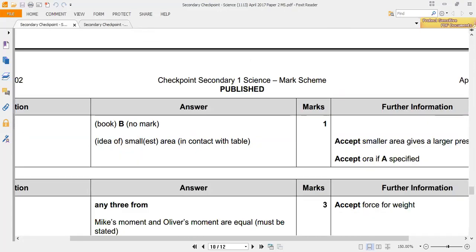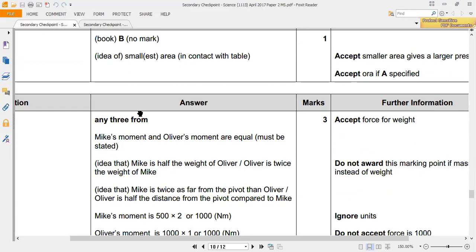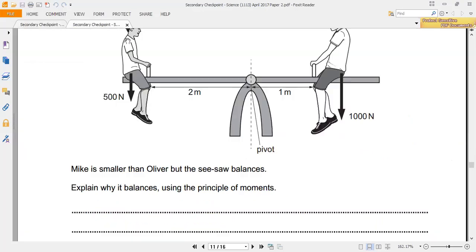Okay, here the answer says Mike's moment and Oliver's moment are equal. This must be stated. You must mention this. How do you know this? Look, if we do this even here, I will do it my own way, or even as annotation. It's no problem. Look here.